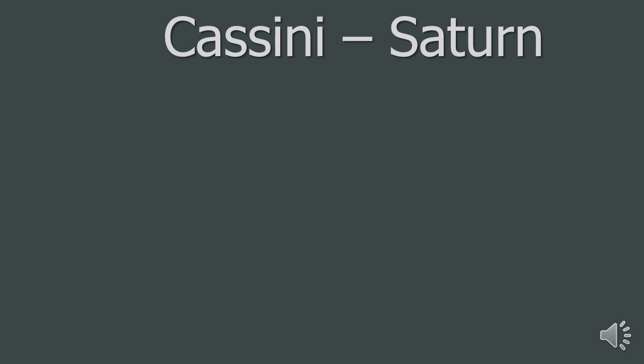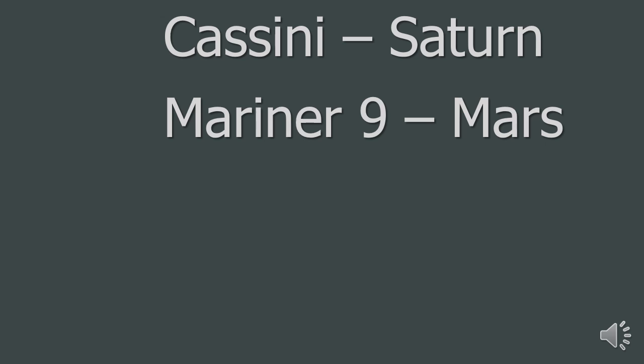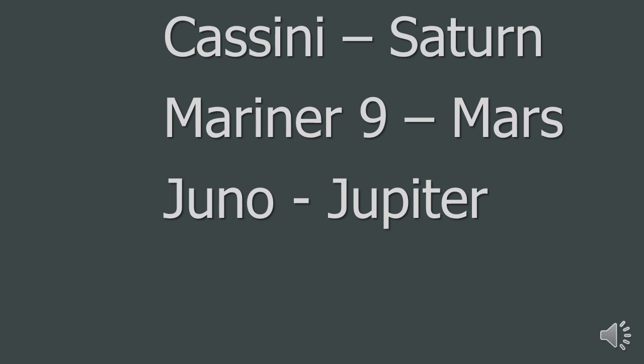A few examples of probes that have obtained data from planets are Cassini, which has analysed the Saturn system, Mariner 9, which has done Mars, and Juno for Jupiter.